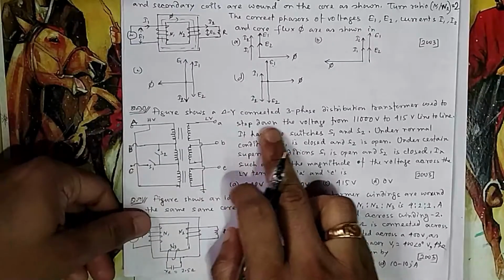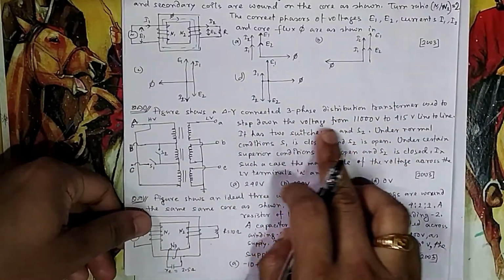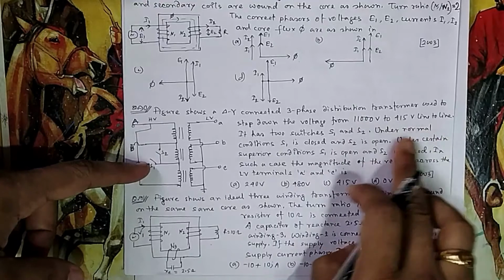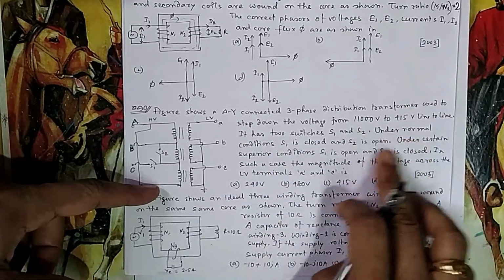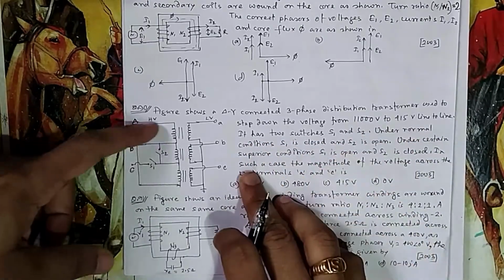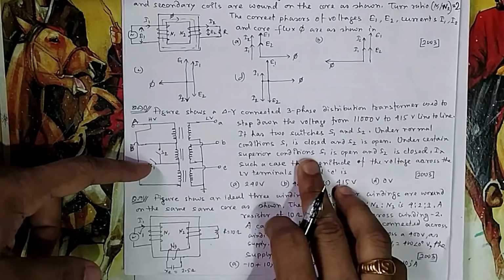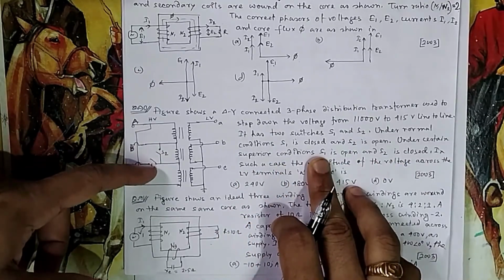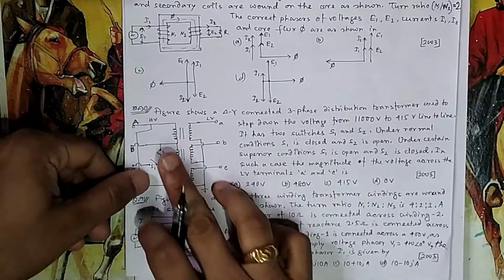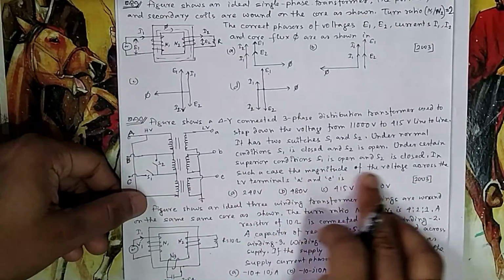Now if you come to question number 90, the figure shows a delta to star connected 3-phase distribution transformer used to step down the voltage from 11,000 to 415. It has two switches S1 and S2. Under normal condition S1 is closed and S2 is open, so A, B, C all are connected. But in the faulty condition, S1 is open and S2 is closed. So when you close this one, they are asking the voltage across A and C. So they are asking VAC.